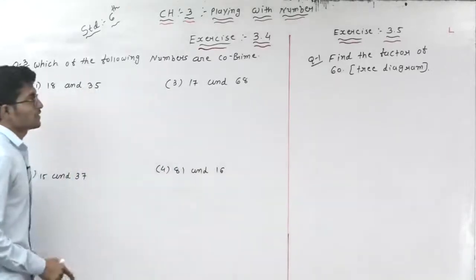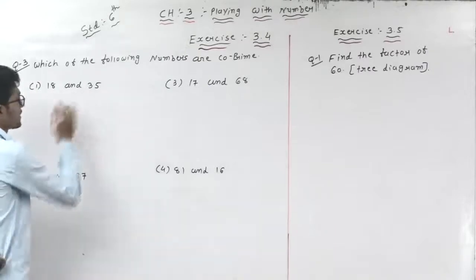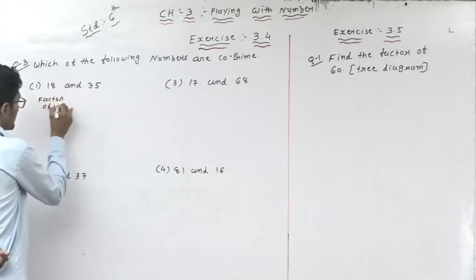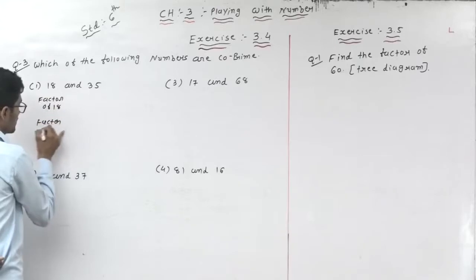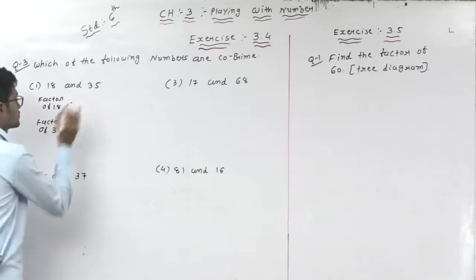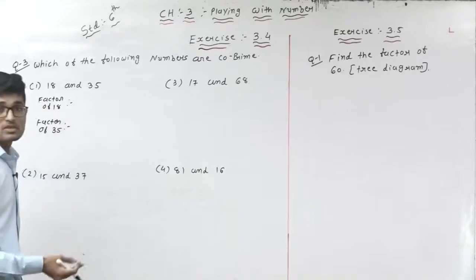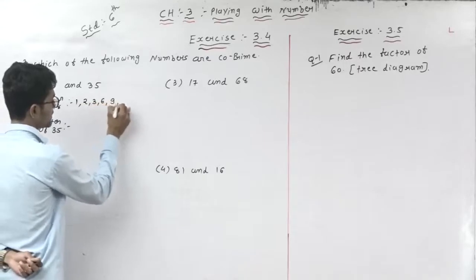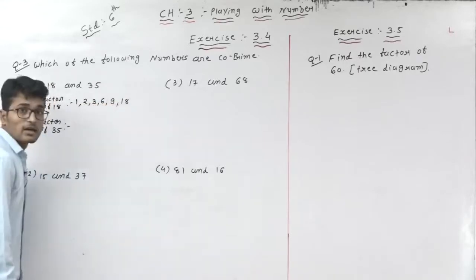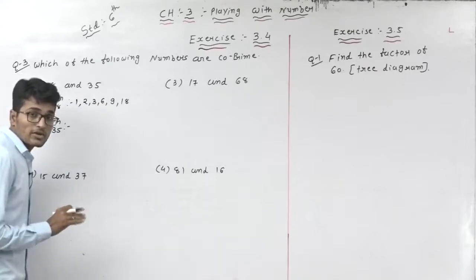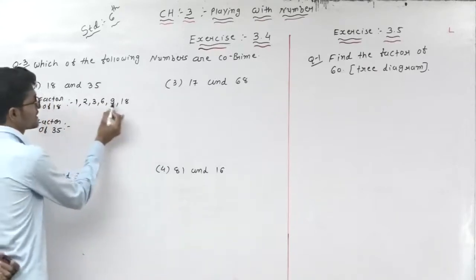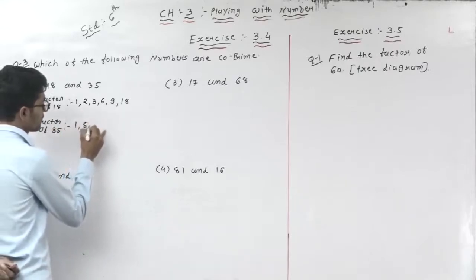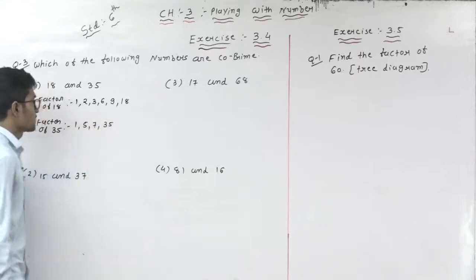So first of all, 18 and 35. First of all, find the factors of 18 and find the factors of 35. So dear students, find the factors of 18. Which numbers are the factors of 18? 1, 2, 3, 6, 9 and 18. These are the factors of 18. How to find the factors, we already discussed. Okay? And the factors of 35 are 1, 5, 7 and 35. These are the factors of 35.